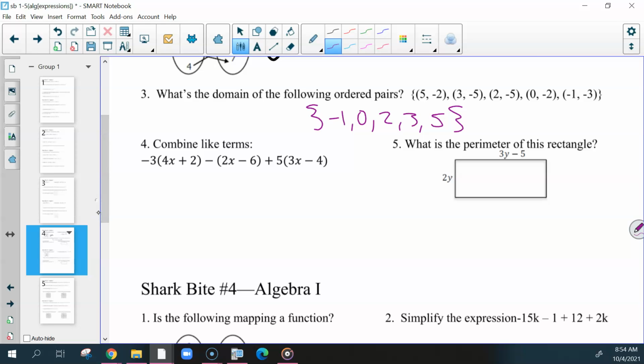Number 4, you needed to combine like terms, but you had a bunch of things you needed to distribute.